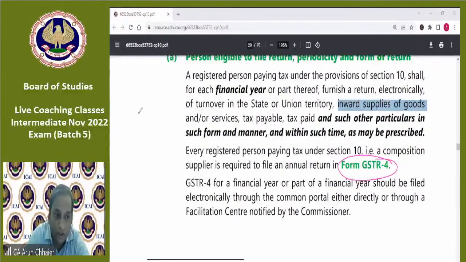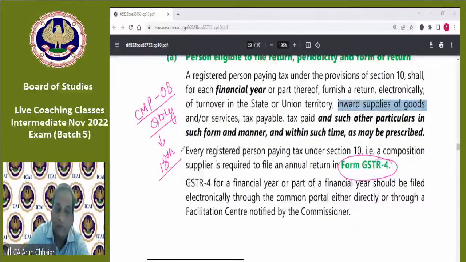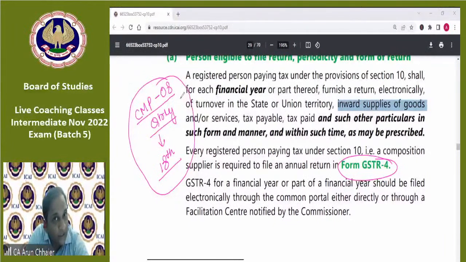For a composition dealer, there are two returns, GSTR 4 and CMP 08. They have to pay the tax on a quarterly basis. What is the due date? 18th after the end of the quarter. So, 18th of the month following the end of the quarter. If there is no tax liability, do we still need to file the CMP 08? Answer is yes. Nil CMP 08 has to be furnished even though there is no tax liability.